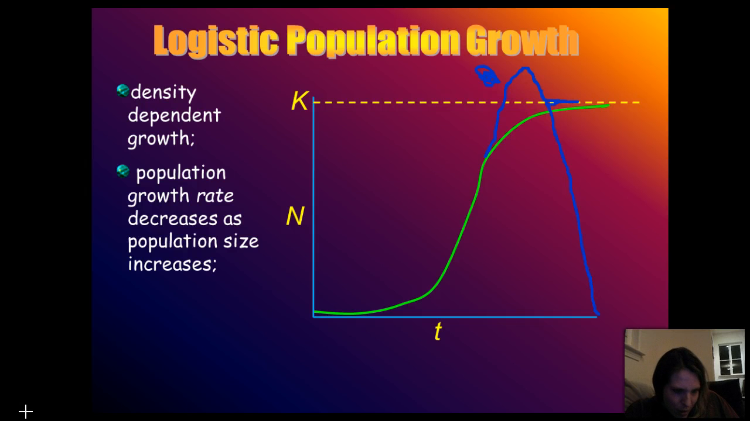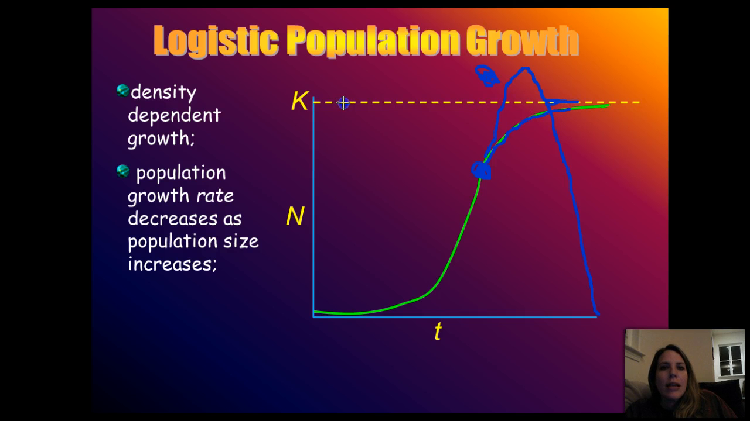Another scenario is if I was under here, let's say my dot was right here. Oh, that color change didn't work. It's still blue, but that's okay. If I was down here, because I'm below carrying capacity, that means there's more than enough resources to go around, and thus I can continue to grow until I hit carrying capacity.